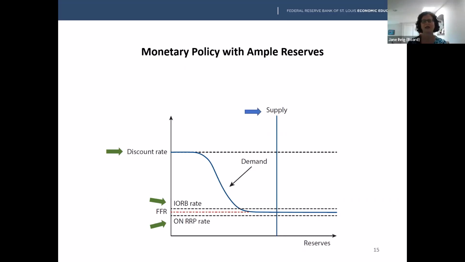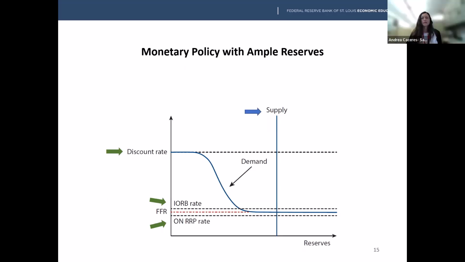Looking at the top of the y-axis, we still have the discount rate. But then moving down, we now have other important rates. So interest on reserve balances, IORB, is a key rate that the Fed now uses to set policy, to implement policy. And then the second interest rate is overnight RRP, or overnight reverse repurchase agreement rate. And so this kind of is the nutshell, but now we'd like to take some time and walk you through all the key tools that the Fed uses with ample reserves.